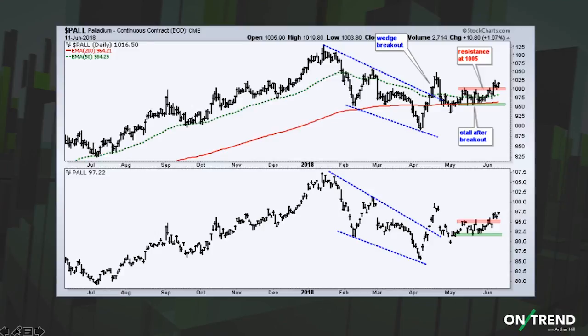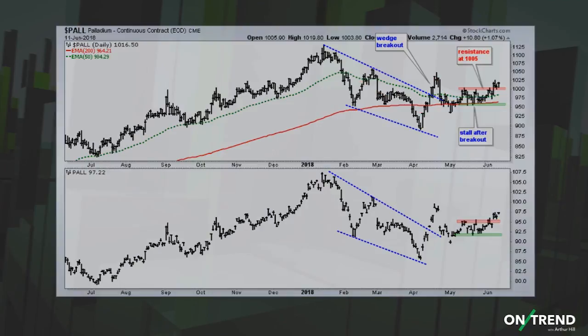That would be palladium, because it got a breakout. It was featured last week. We showed the breakout in copper as well. And you can see first there's the wedge break, and then we pull back to the breakout zone and consolidated here, and now we're getting a breakout in palladium. So that points to some strength in industrial metals. And there's the palladium ETF, PALL, getting a breakout as well.